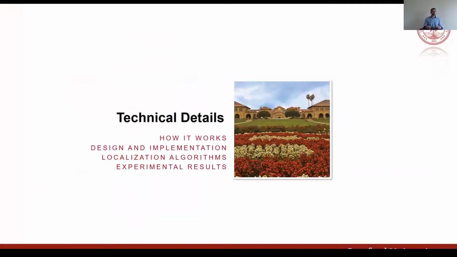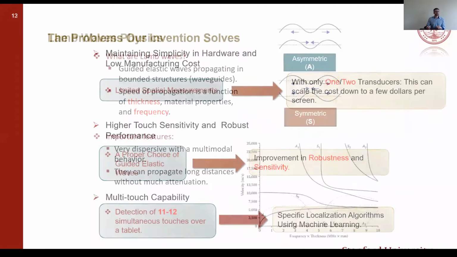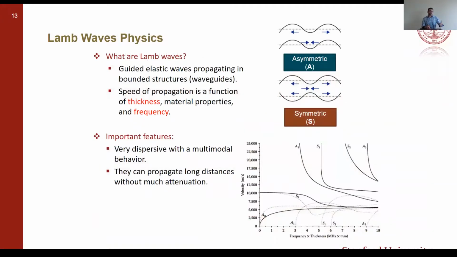So with that, I would like to dive into the technical details and describe more how it works and how we do it at Stanford right now. This is just an overview of the same slides I presented. So getting into the physics, I'd like to start with the physics of the touch screen and the way we improve the robustness.